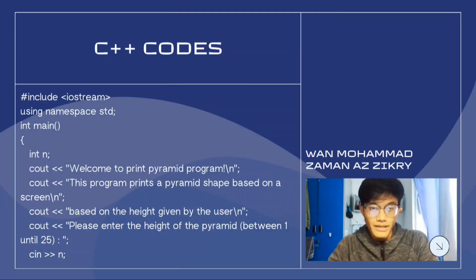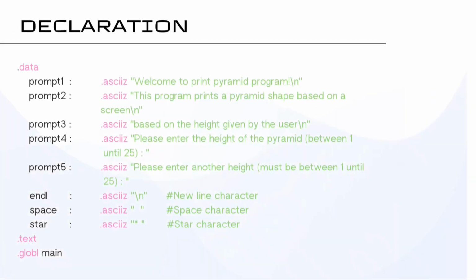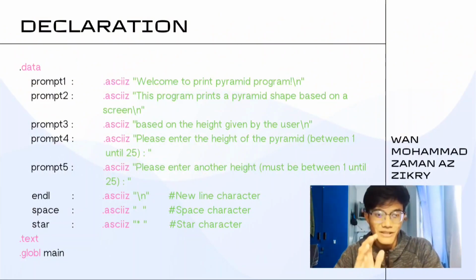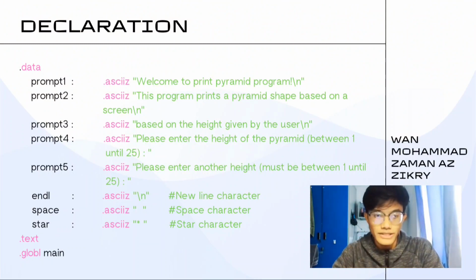Next up, this is the C++ code that we refer to build assembly MIPS code. We used nested for loop to code the pyramid structure. Now, let's see our assembly codes. .data is where we define string constants. These strings include welcome messages, prompts for the user to enter the height of the pyramid, and characters such as new line, space character, and star character.